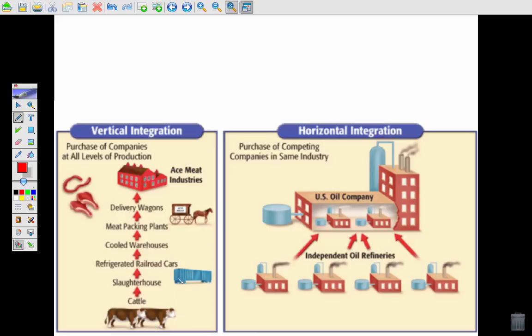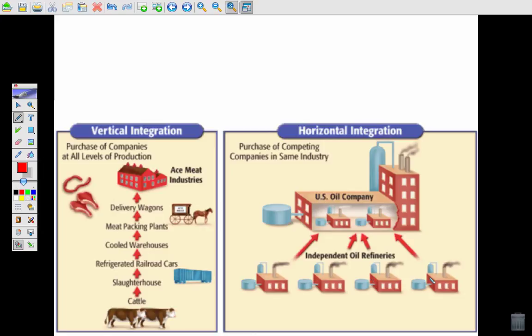So this company has control at all levels of production, from the raw material, to transporting the raw material, to processing the raw material, to a finished product, which is transported to a retail store to sell. Okay, and that's vertical integration.